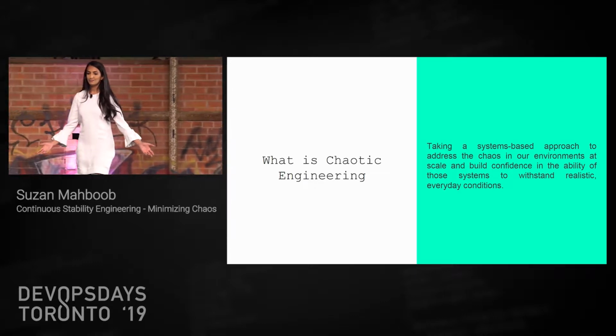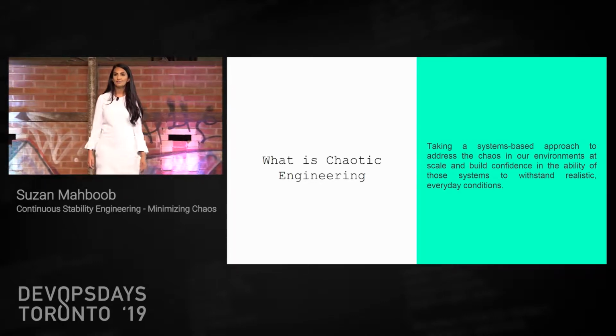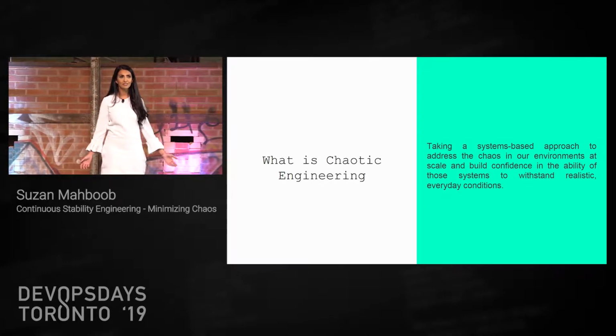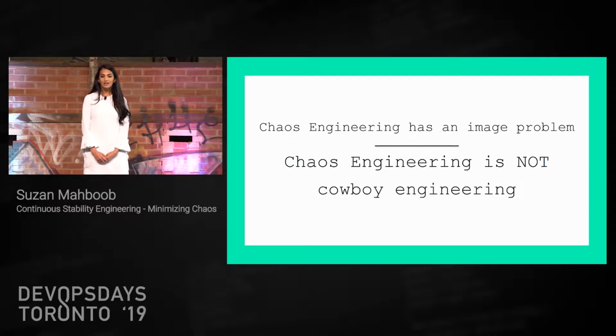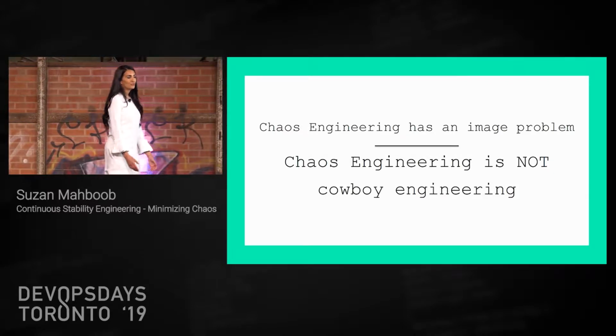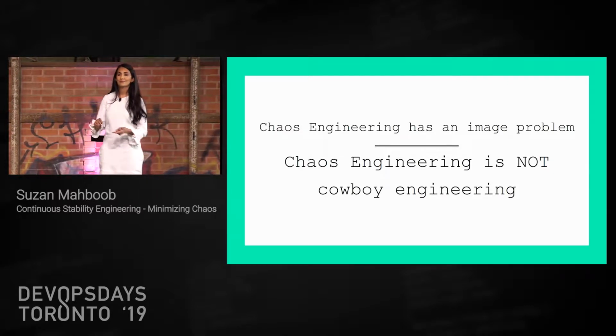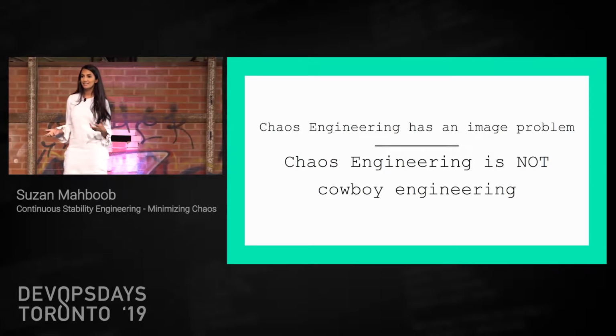So we're gonna take a look at the principles of chaos engineering to help us out here. What is chaos engineering? It is when we try to address chaos and build systems that can withstand realistic, everyday conditions. Chaos engineering has become a major buzzword. We hear things like, I break prod, I break things on purpose, I test in prod.